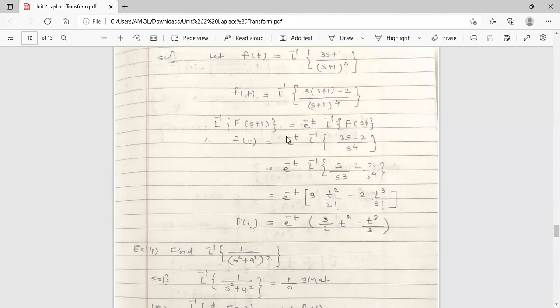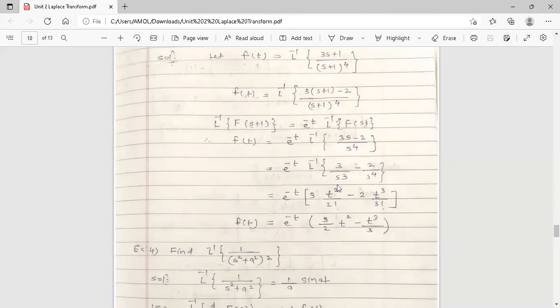So you write here the coefficient of the exponential function as minus 1. So it is e to the power minus t, inverse Laplace of (3s minus 2) upon s raised to 4. So the term is e raised to minus t into inverse Laplace transform of (3s minus 2) upon s raised to 4. So e raised to minus t as it is. Now in the numerator there are 2 terms, we separate these 2 terms. So inverse Laplace of 3s upon s raised to 4 means 3 upon s raised to 3, minus 2 upon s raised to 4. So it is equal to e raised to minus t.